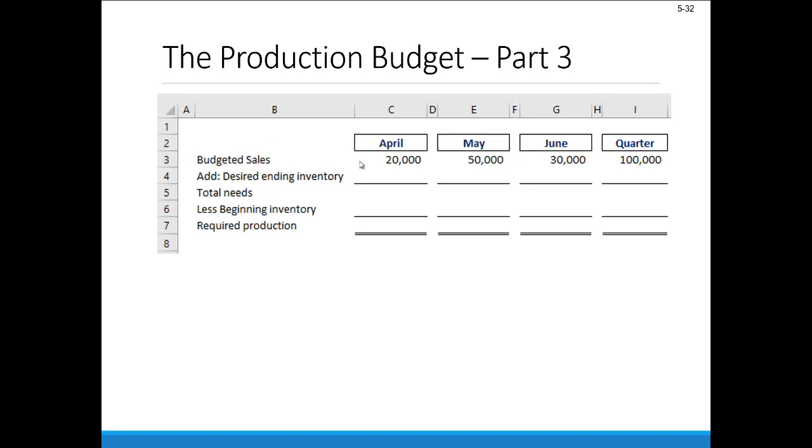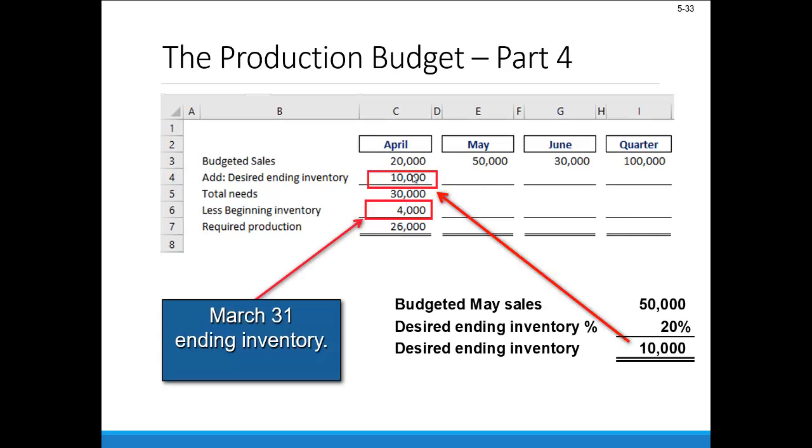And now we're trying to determine, given what we expect to sell, how many units do we have to make to support that? So our first step then is to add to the total number of units we expect to sell in any particular month, our desired ending inventory. Now we said here that that was going to be 20% of the following month's expected sales. So in April, we're saying 20% of May sales, so 20% of 50,000 or 10,000 units should be on hand for some kind of cushion or buffer in case sales are greater than expected, right, or something like that. You never want to leave customers without.